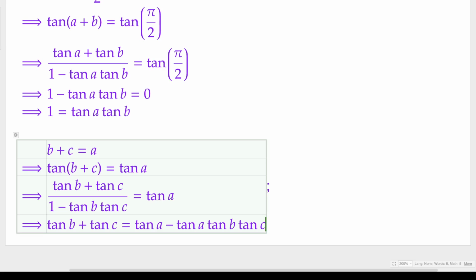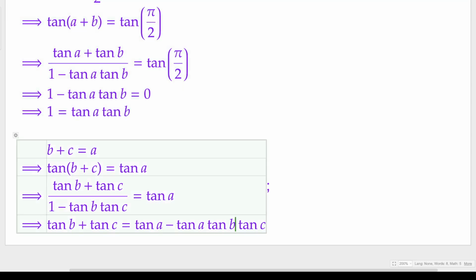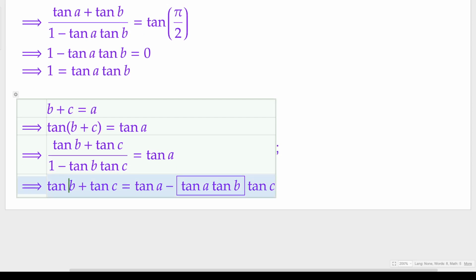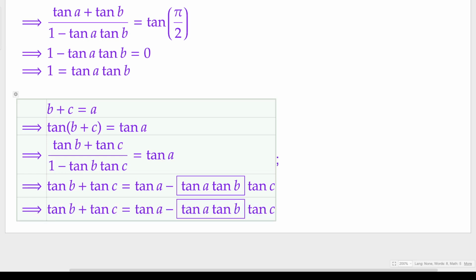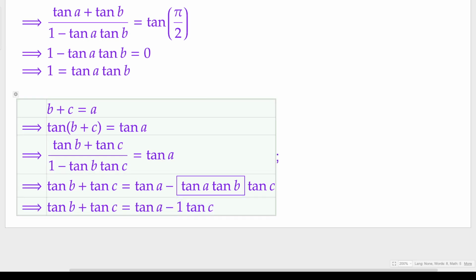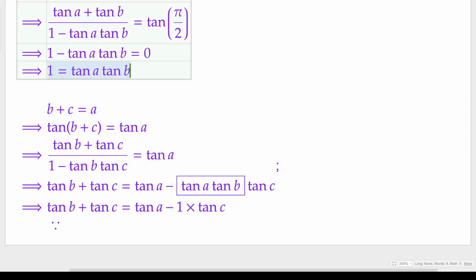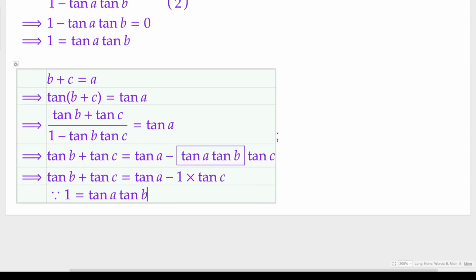Now once we have this, the product of tan a and tan b is something that we got here. So here instead of this, I'll be replacing this product with 1. So in the very next step, instead of this one which I have boxed out, I'll be writing 1 here, 1 times this. And the reason is quite clear, because we have already established the fact that the product of tan a and tan b is 1.